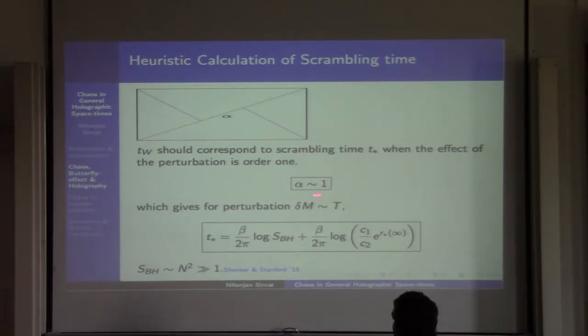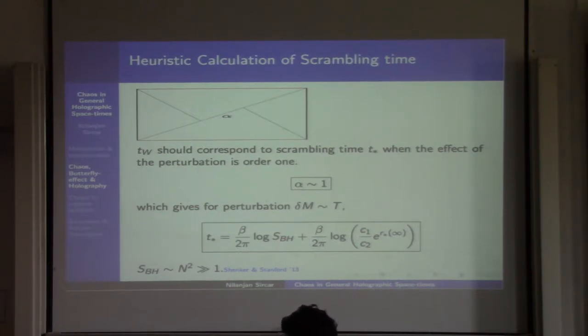If you just say alpha equal to 1, you can just invert the relation and calculate this scrambling time, which is just given by beta over 2 pi log of the entropy, just inverting the general result, with some order 1 correction which depends on the specificities of the geometry, which geometry you take, asymptotes and various things. But these are all order 1 quantities in the sense of entropy, which grows as N squared. So in that sense, I say these are order one, and this is a large contribution in holographic calculations.